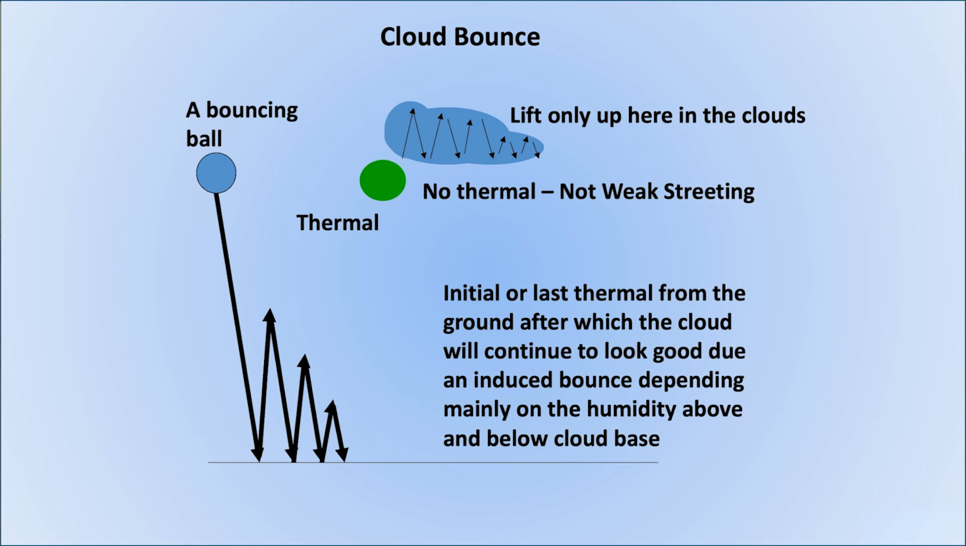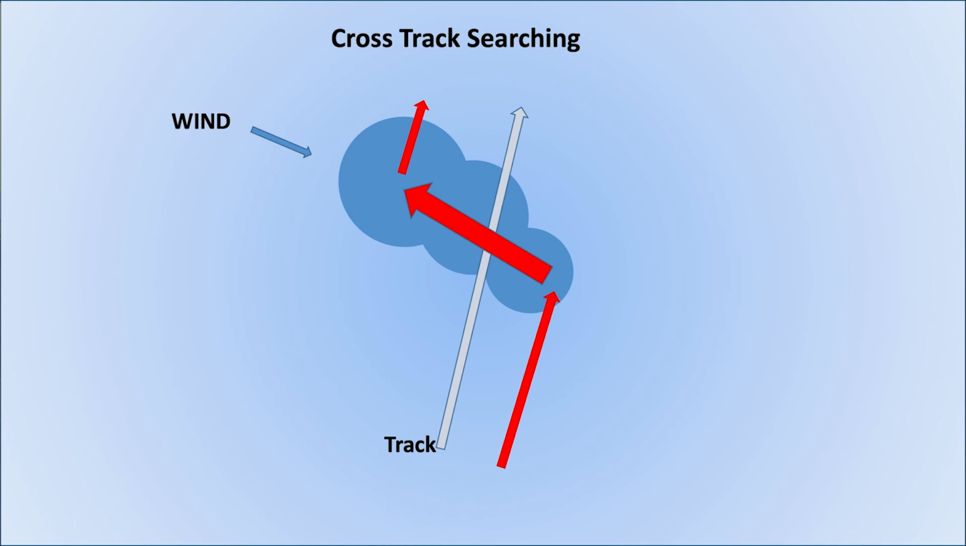The initial or last thermal from the ground, after which the cloud will continue to look good due to an induced bounce, depending mainly on the humidity above and below cloud base. So when we get an elongated cloud, in the early days it's worth not going to the middle cloud, because if the middle of the cloud doesn't work, then you have a decision as to whether you go left or right. And it's far better if you go to one end of the cloud, bear in mind, remember what it looked like, fly along the elongation to find your thermal, climb and come out the other end.